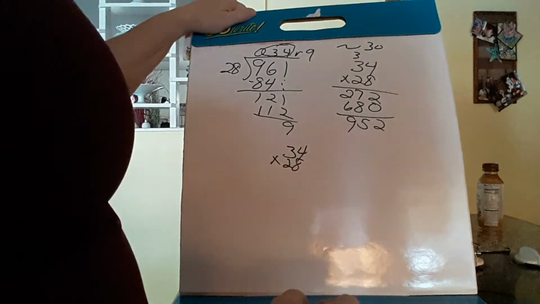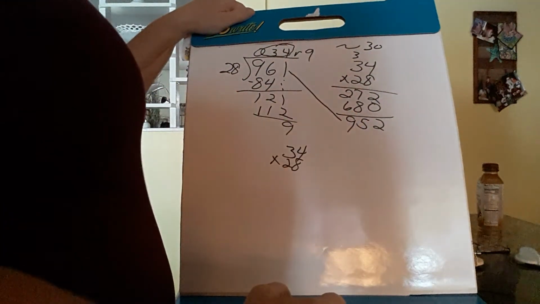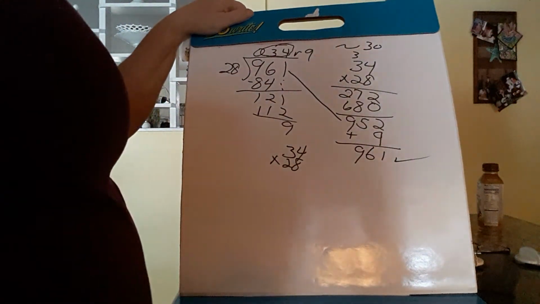Okay, 8 fours are 32. 8 threes are 24, plus 3 is 27. 2 times 4 is 8. No carry. 2 times 3 is 6. So we have 2, 15, 9. 952. Is that the same as we have in our dividend? No, but we've got to still put our remainder. So we add the remainder. So we add that, 9, 11, 6, 961. Voila, we checked and it is the correct answer.